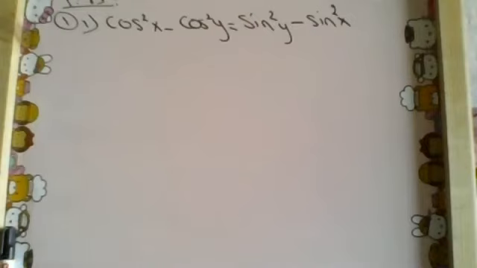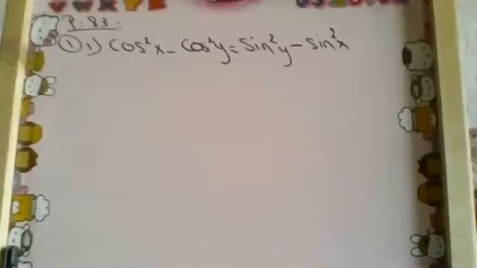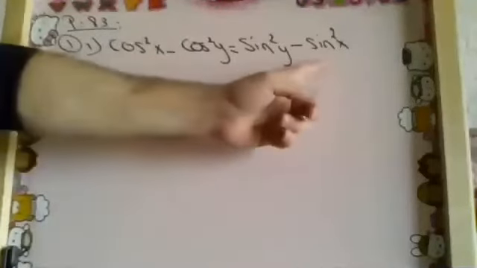To prove an identity, the way you write your solution matters. Someone might say: take sine squared x to the left side, take cosine squared y to the right side. Then you get cosine squared plus sine squared, which is 1, and sine squared y plus cosine squared y is equal to 1. So 1 equals 1. For me, this is wrong.